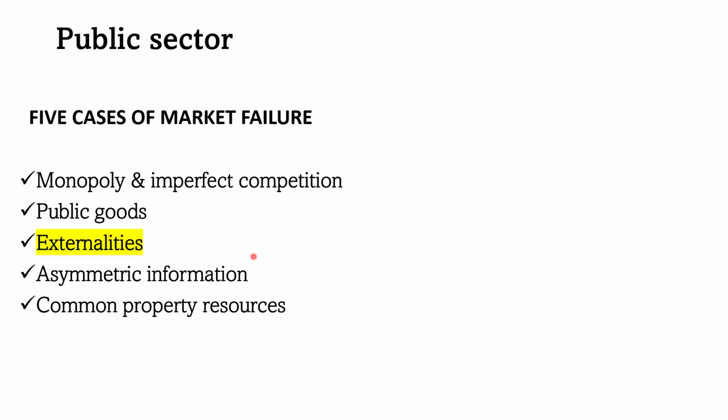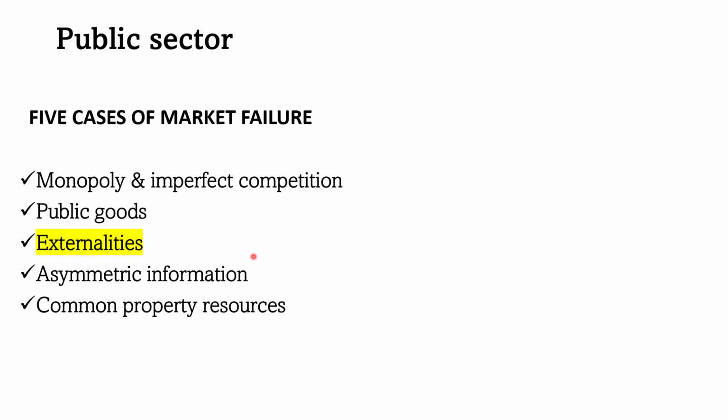You need to know the characteristics of public goods, whereby we said public goods are non-rivalry in consumption, meaning that the consumption of one person does not reduce the consumption of the other. And they are non-excludable, meaning that you can't exclude others from benefiting from the public goods.